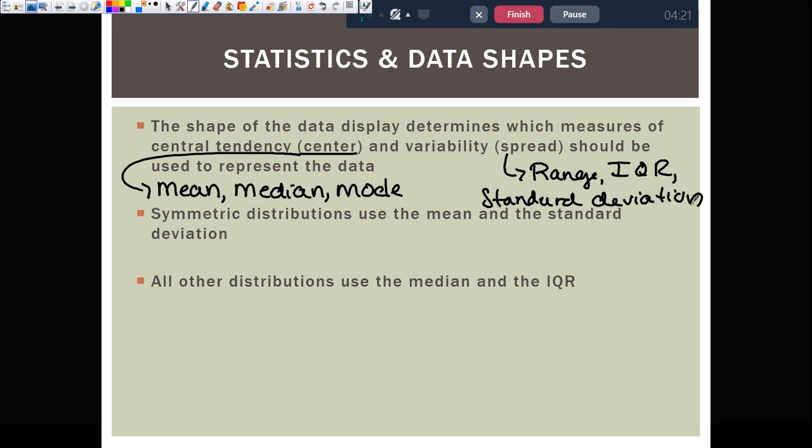All right, if it's symmetrical, and it's asking us to identify the shape and then identify the center and spread, then we are going to find the mean and standard deviation, okay? So if it's symmetric, we're finding the mean and standard deviation. All others, we are finding the median and the IQR. Okay, you have to find the mean in order to find the standard deviation, so that's a good way to remember that. And you have to find the median in order to find the IQR, so that's a pretty good way to remember that one. Okay?